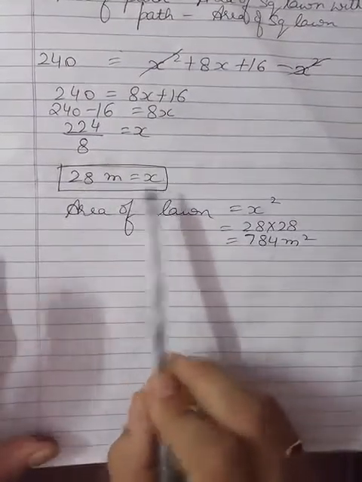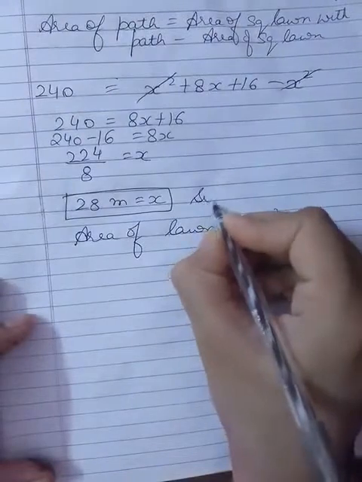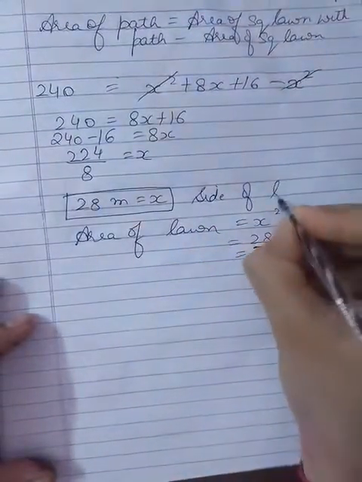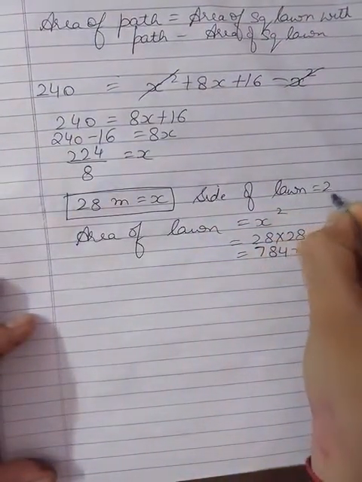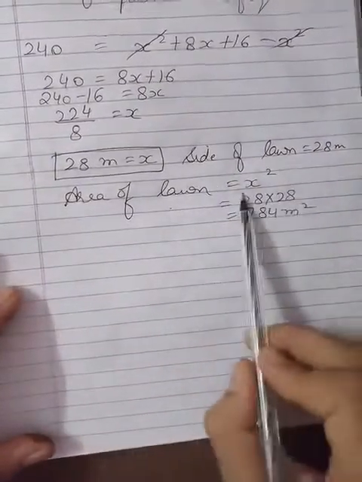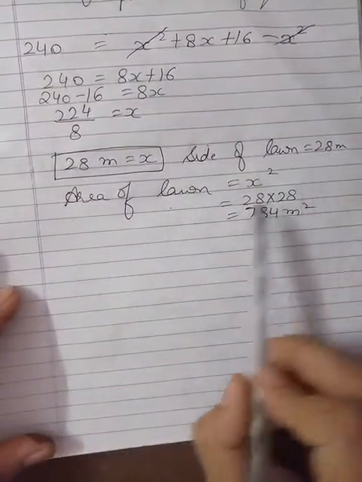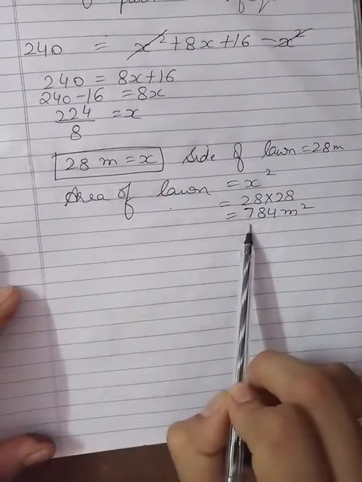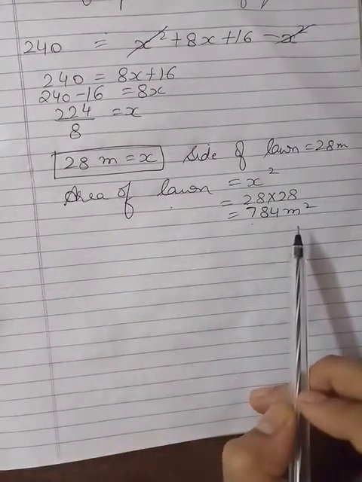It means x, the side of the lawn, is equal to 28 meter. Now move to the area of the lawn. Area of the lawn is side square. It means 28 multiply 28, you get the answer 784 meter square.